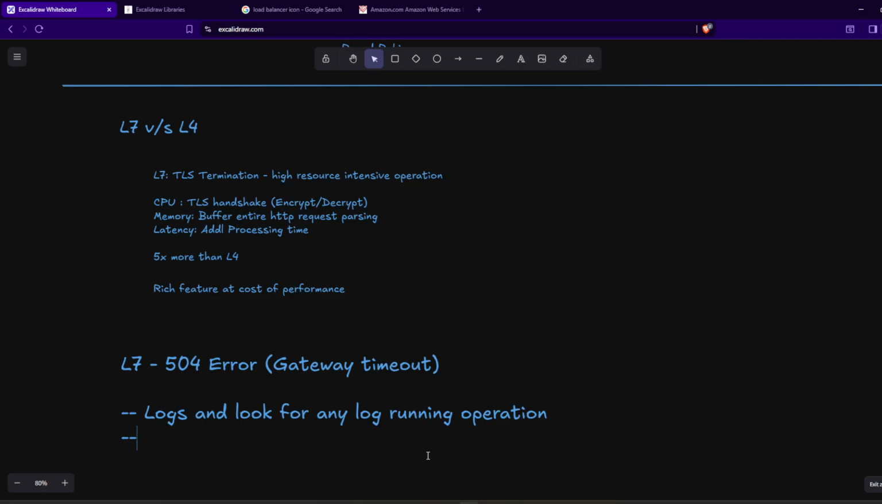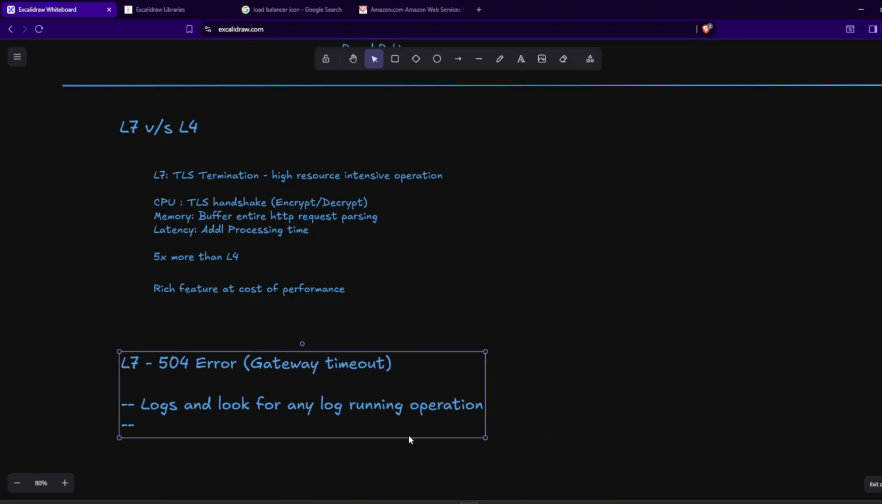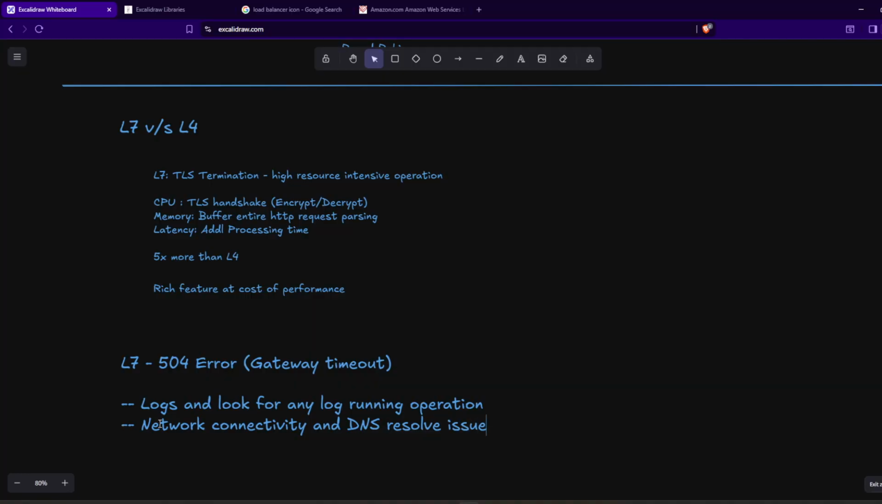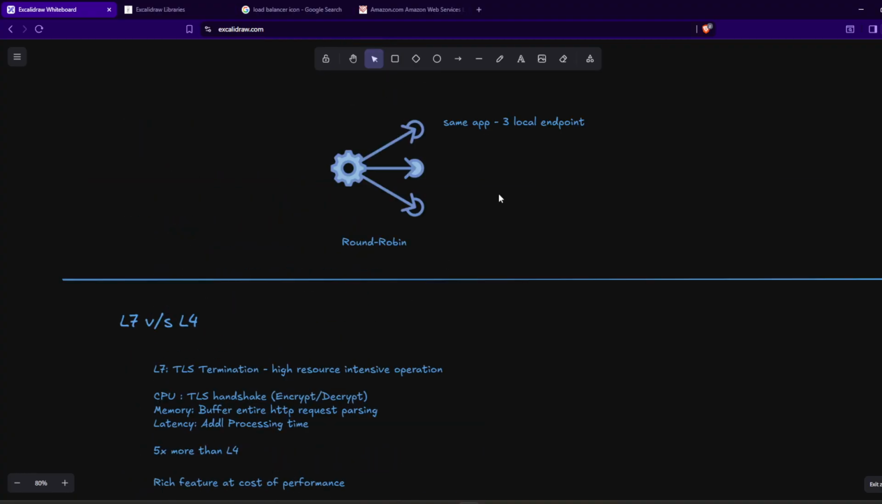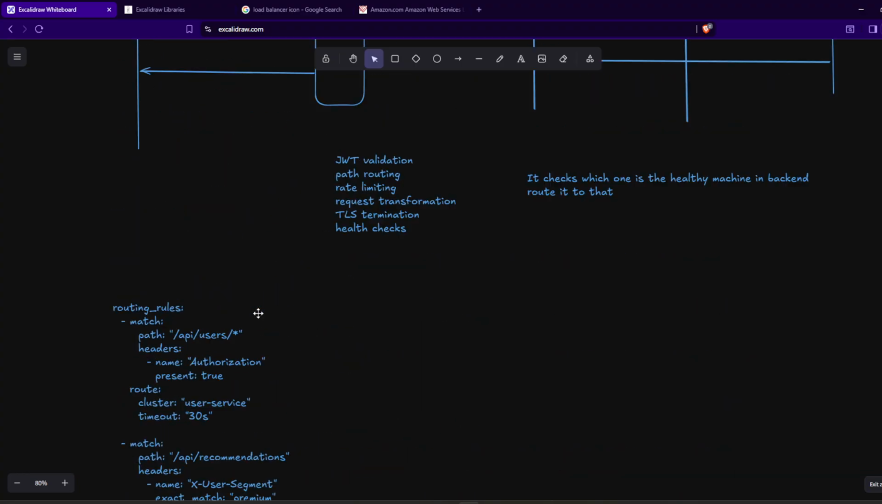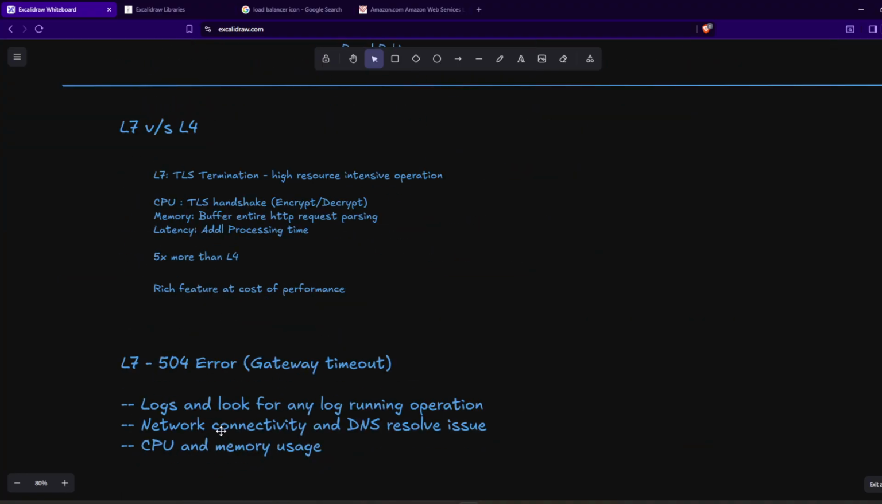Then there can be things like network connectivity and DNS resolve issues. Plus there can be things like the resource usage, like the CPU and other memory usage. So when we are getting this sort of 504 error, because L7 has so many use cases that we talked about, any of these things might go wrong and it might be giving us the 504.